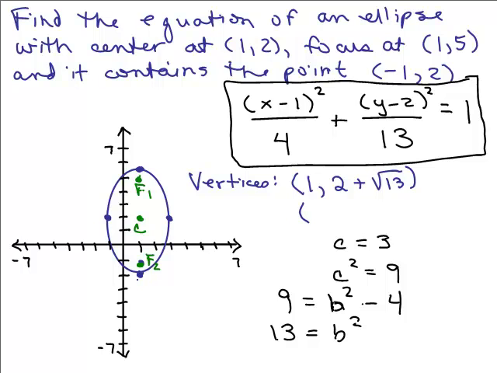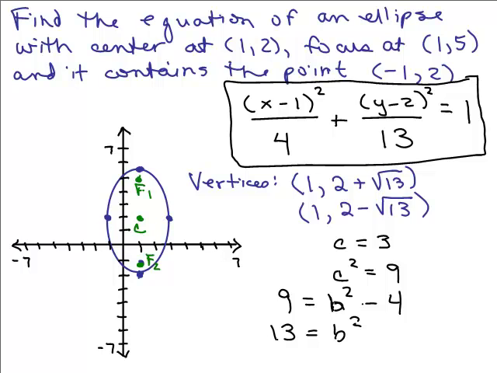And what about this other vertex down here? Starting from the center point, which means the y value is 2, we subtracted square root of 13. So 2 minus square root of 13. So if you were asked to get the vertices, you should be able to put those down as well. Now the endpoints of the minor axis, those are easy. One was given, this negative 1, 2, and it's pretty easy to see the other one was over here at 3, 2.